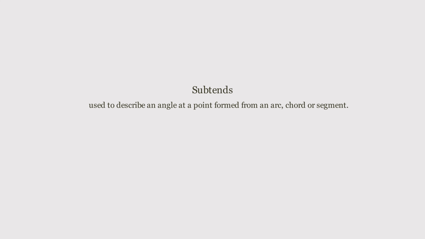Now that we've wrapped up on the parts of a circle, let's talk about something really vital that will help you understand angles inside a circle. Let's look into one last word, subtends. The word subtends is used to describe an angle at a point formed from an arc, chord, or segment. Let's have a look at it, as I think explaining the concept to you will help you understand circle theorems.